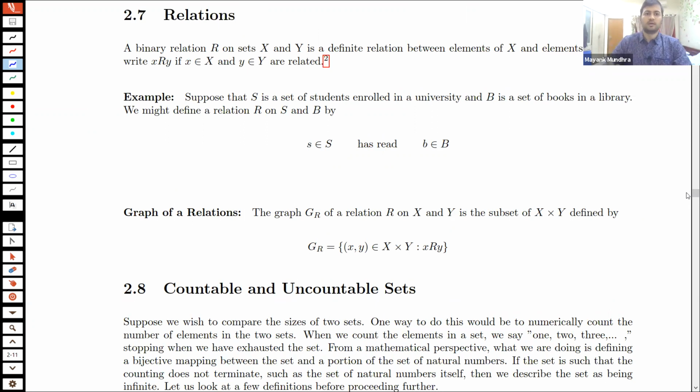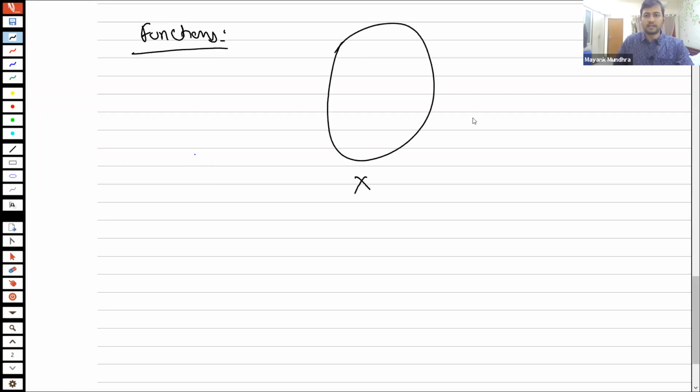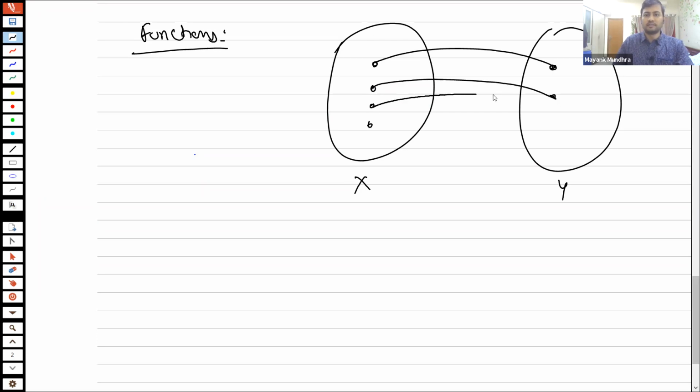Now, relations are basically all sorts of connections between two sets which you can build. We talked about functions, but functions had some properties. Functions are defined from some set x to some set y. Every element in x is going to have an image, and this image is going to be unique. So you could have situations like this. What you cannot have is situations like this.